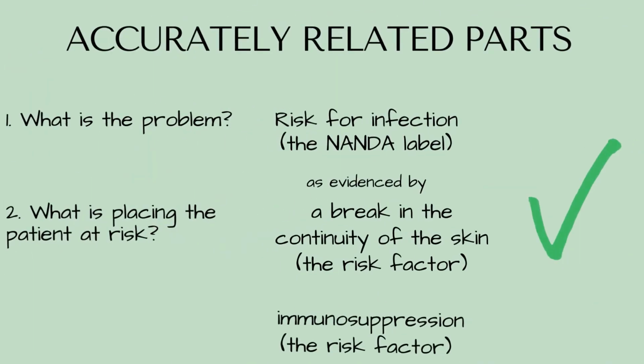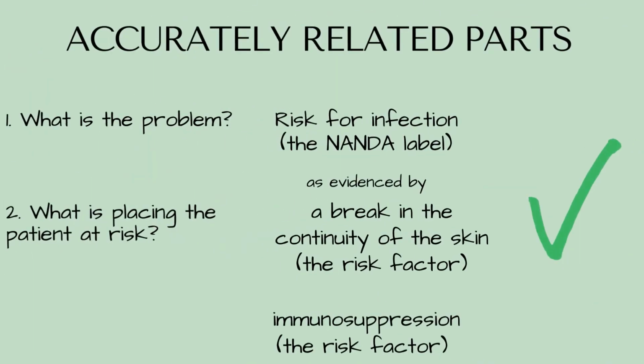Let's look at an example using a risk diagnosis. Let's first ask ourselves, what is the problem? And the answer to that question is risk for infection. That is your NANDA diagnostic label. Next, ask yourself, what is placing the patient at risk? The break in the skin's continuity and the suppressed immune system. As long as your responses to these questions provide a reasonable answer, it is extremely likely that you'll be able to form a nursing diagnosis in which all the parts relate correctly to each other.